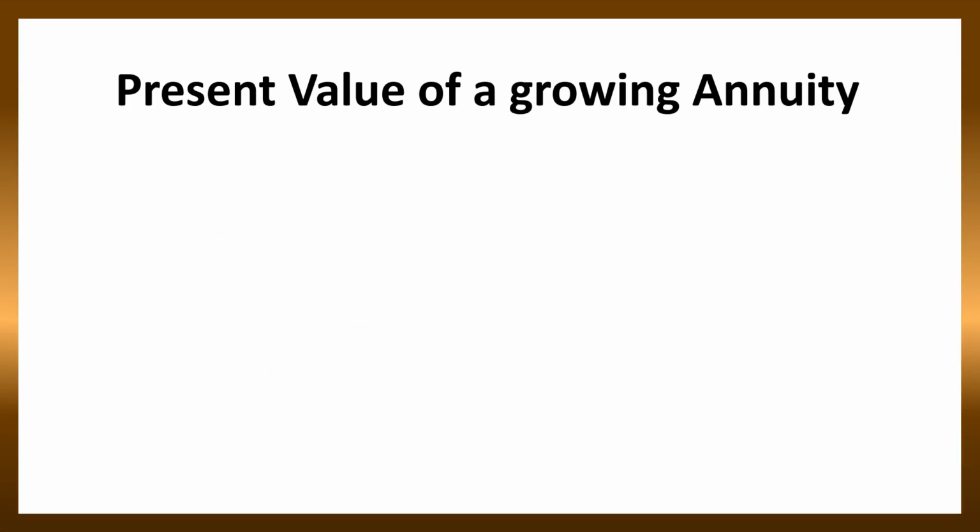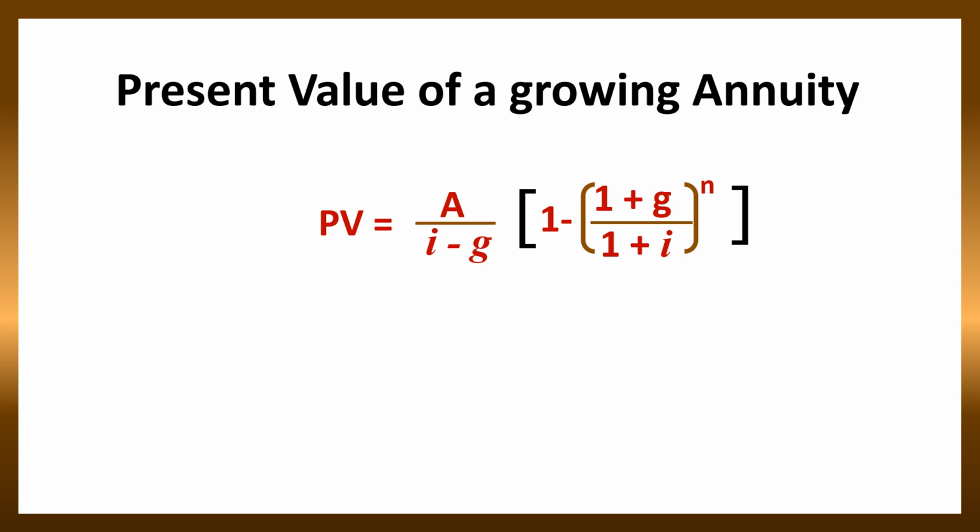The next case is where the annuity is growing, or the cash flow is growing from one period to another. The formula to find the present value of a growing annuity is almost similar to that of the present value of an annuity, but one element is included in this formula, that is the growth rate. Thus, the formula is PV = A / (I - G) × [1 - ((1 + G) / (1 + I))^N].